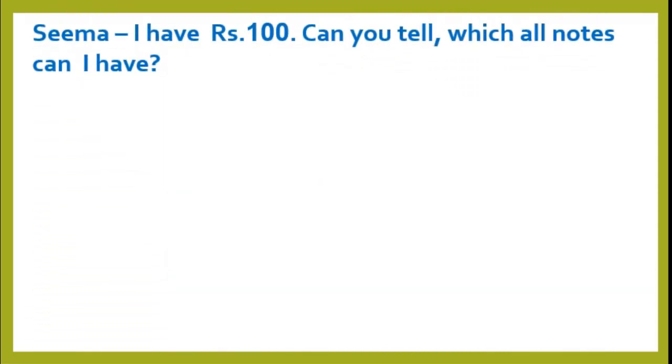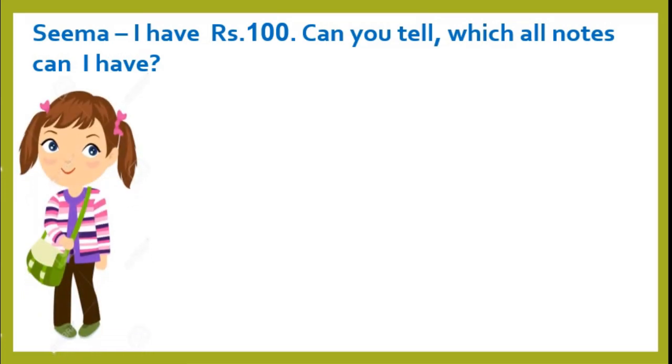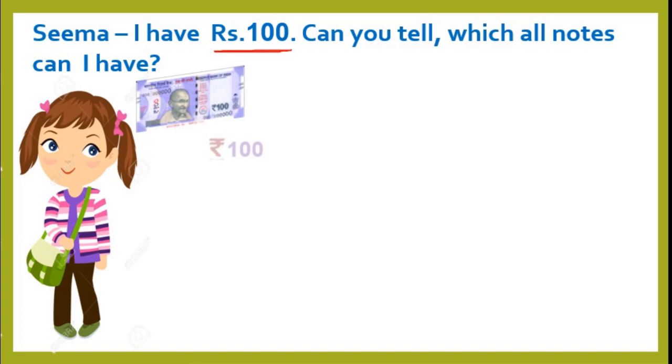Now again Sima says, I have rupees 100. Can you tell which all notes I can have? Here we will get so many options. We will see, and she did not mention the number of notes. She only told us the total amount that she is having, correct? Okay, now we will see. Yes, 100 rupees 1 note. This is a possibility, isn't it?